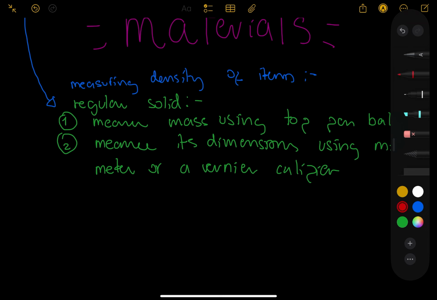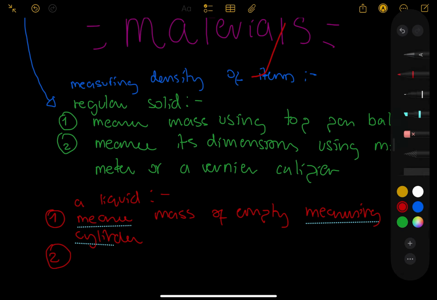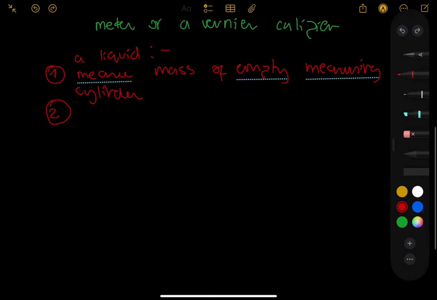The next one that we're going to be talking about is for a liquid. For this one, you can measure the mass of an empty measuring cylinder as your first step. For the second step, we are going to pour the liquid in and measure the volume of the liquid directly.